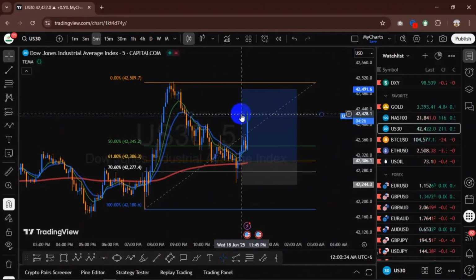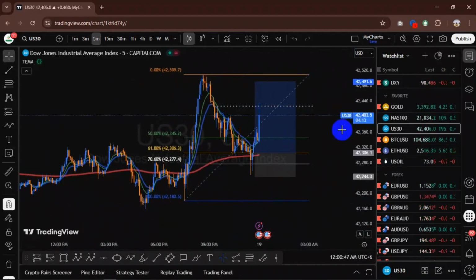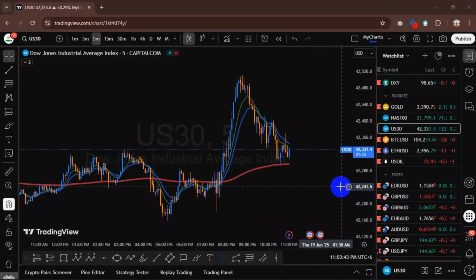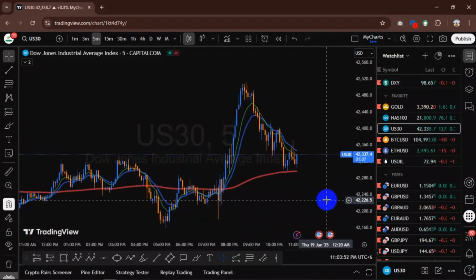See, our target is hit. This is the power of this strategy. So 1:2 done. Hello traders. Today I am going to share a trading strategy. It works for everyone, beginners to experienced.